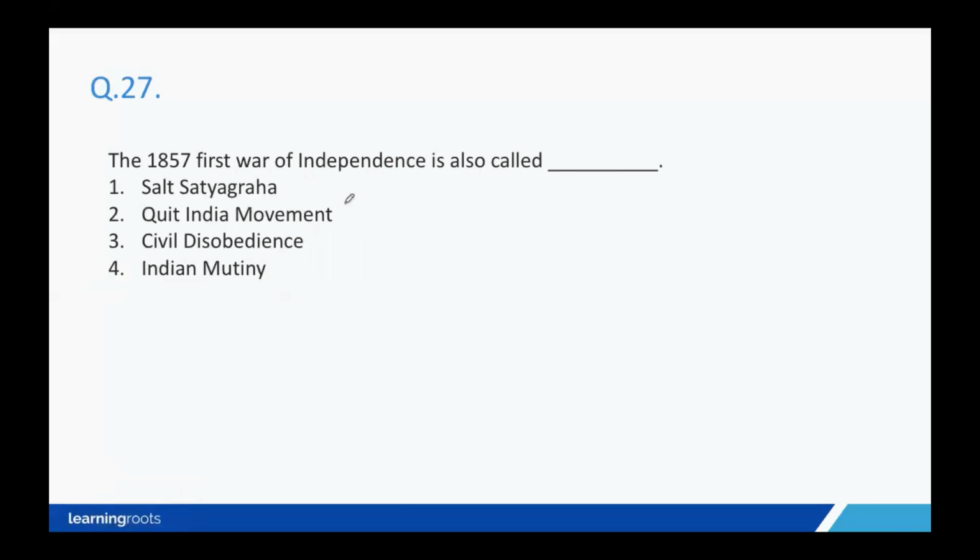1857 First War of Independence is also called as, again, very simple answer options. It's clearly the Indian Mutiny, right? The Salt Satyagraha was basically the Dandi March, which happened somewhere around 1930, I think. Quit India movement was in 1942. Civil disobedience was also on the same lines, so I think this was also 1930. And Indian Mutiny was, of course, the 1857 war.